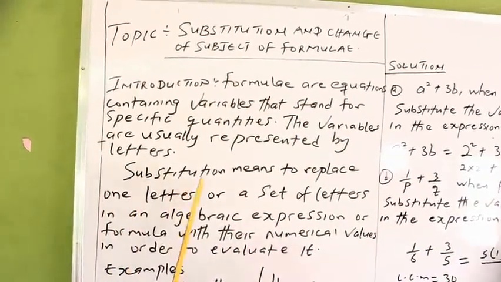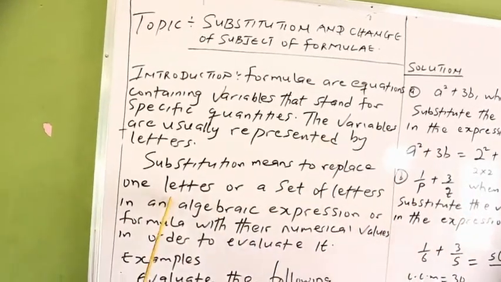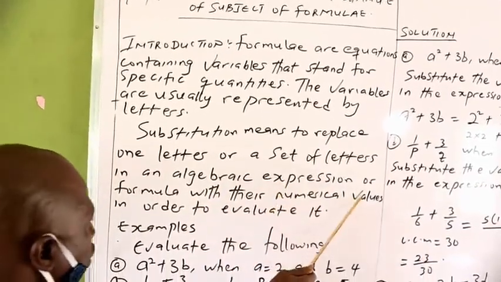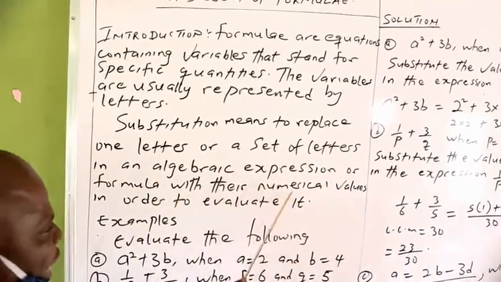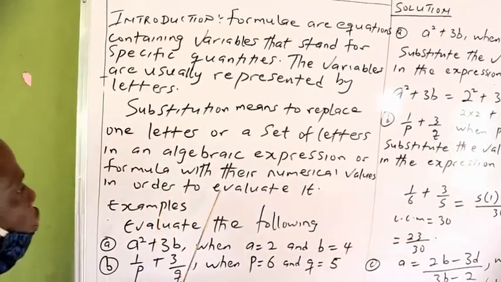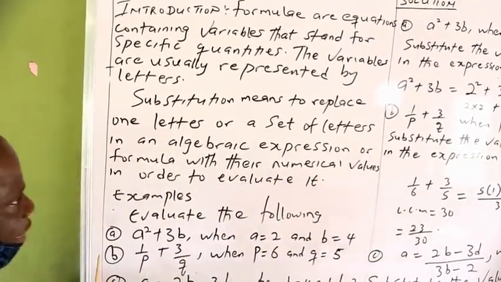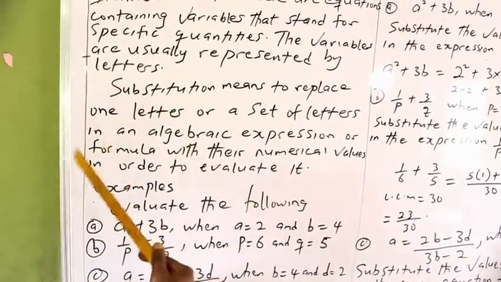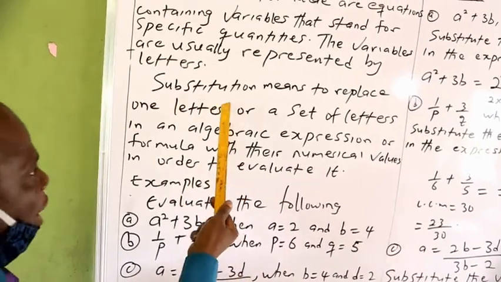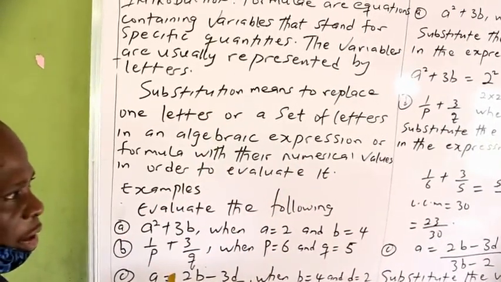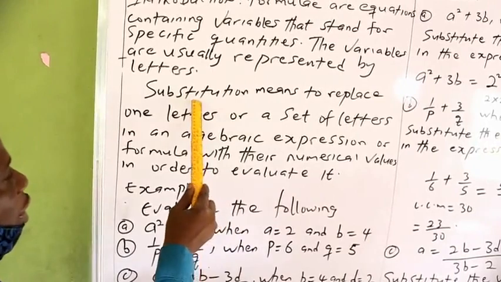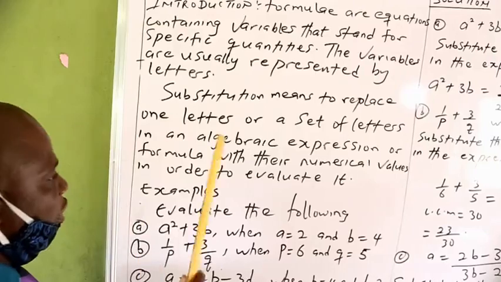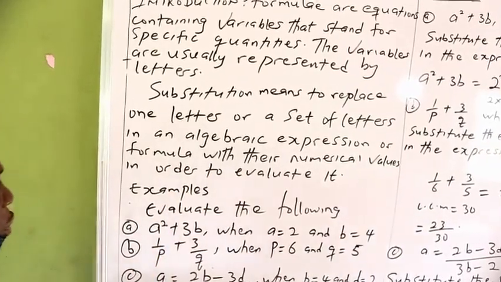Now, when you talk about substitution, what does it mean? To replace one letter or a set of letters in an algebraic expression or formula with their numerical values in order to evaluate it. This means to substitute a number for a letter. The examiner or the teacher will give you the question based on letters, and will give you the values. Let us go now.